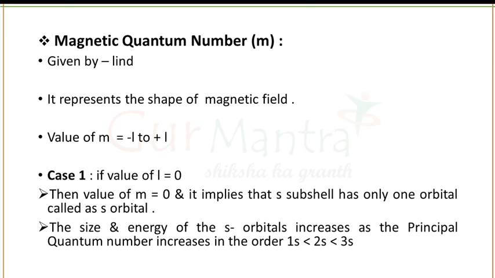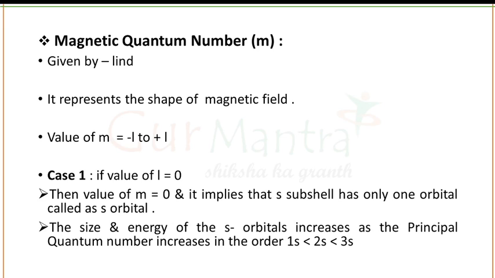Next quantum number is magnetic quantum number. This magnetic quantum number is represented by small m and it was given by the scientist Lande. Magnetic quantum number specifies the orientation in space of an orbital of a given energy. Also, magnetic quantum number tells us about the orbital. This number divides the subshell into individual orbitals. The value of m lies between minus l to plus l.